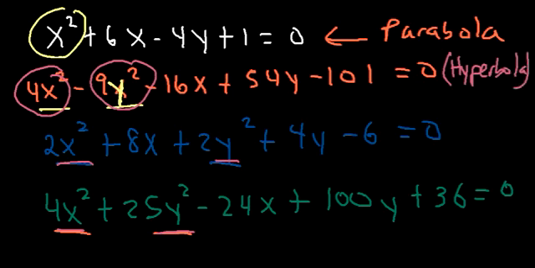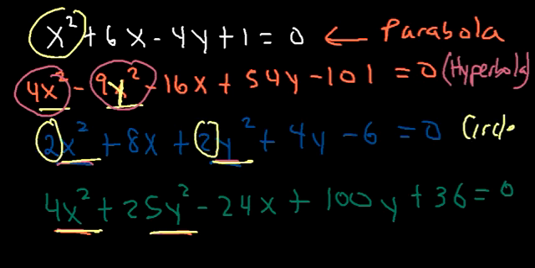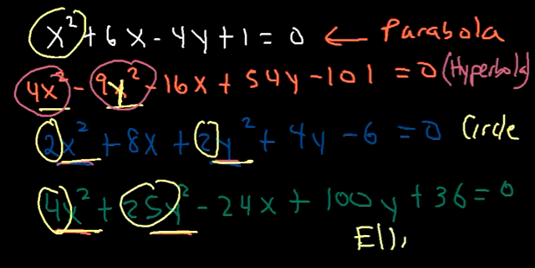Now, to distinguish the circle from the ellipse, look at the coefficients of x squared and y squared. A circle is perfectly even. So if the coefficients are the same, it's a circle. If the coefficients are different, it's an ellipse. And that's how you can distinguish these four conic sections if it's not in standard form. So now, we're going to talk about how to put these equations in standard form. So let's start with a circle.